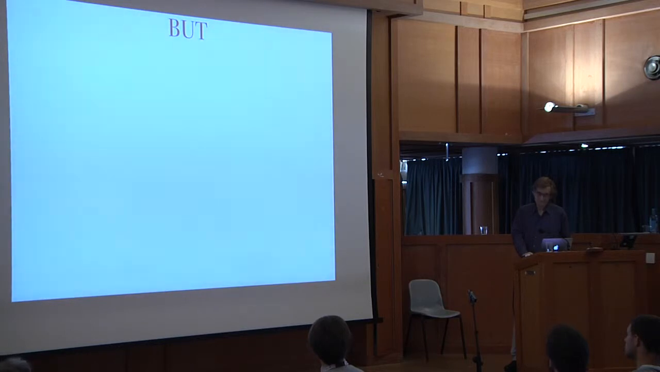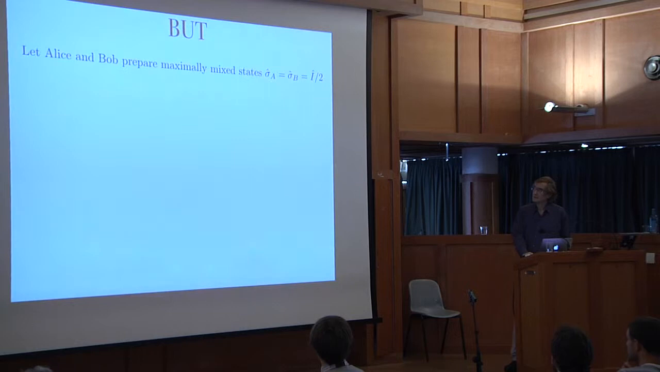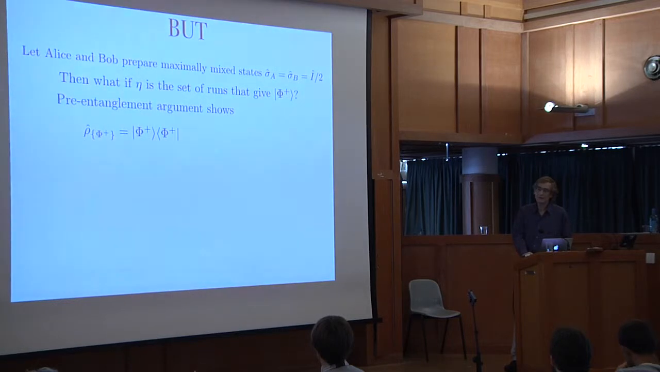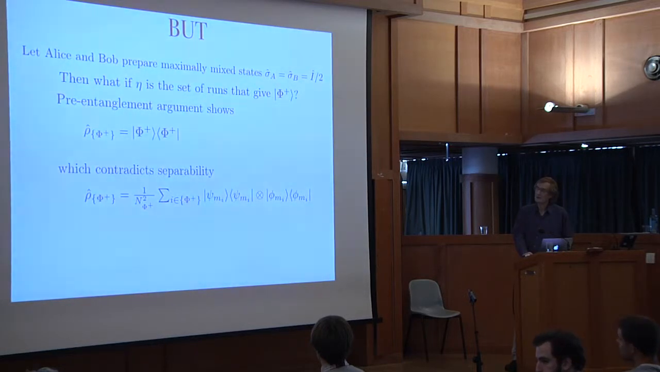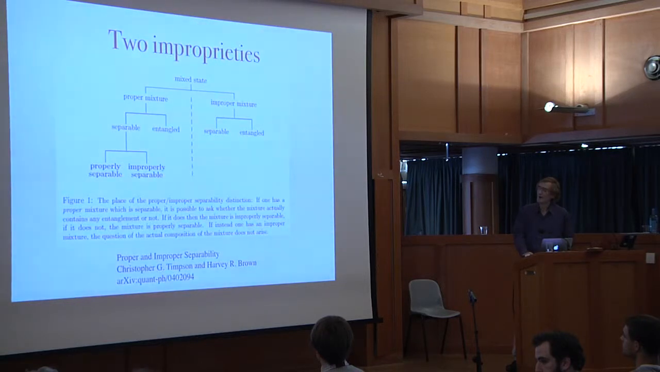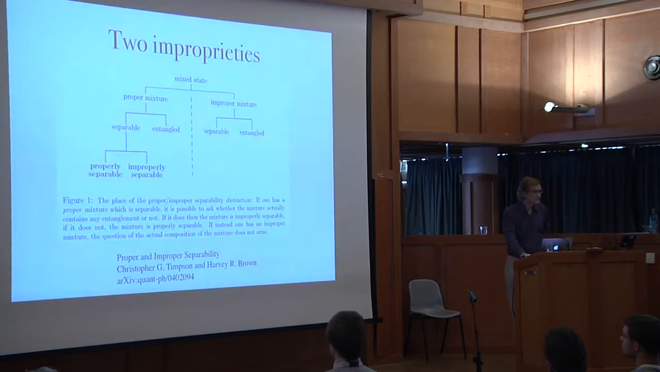But let Alice and Bob prepare those states so that they're maximally mixed. Let's look at the sub-ensemble for which, subsequently, the state phi plus is obtained. Our pre-entanglement argument shows us that the state of that sub-ensemble is the pure state phi plus, which contradicts separability. So that's the contradiction that I want to talk about.